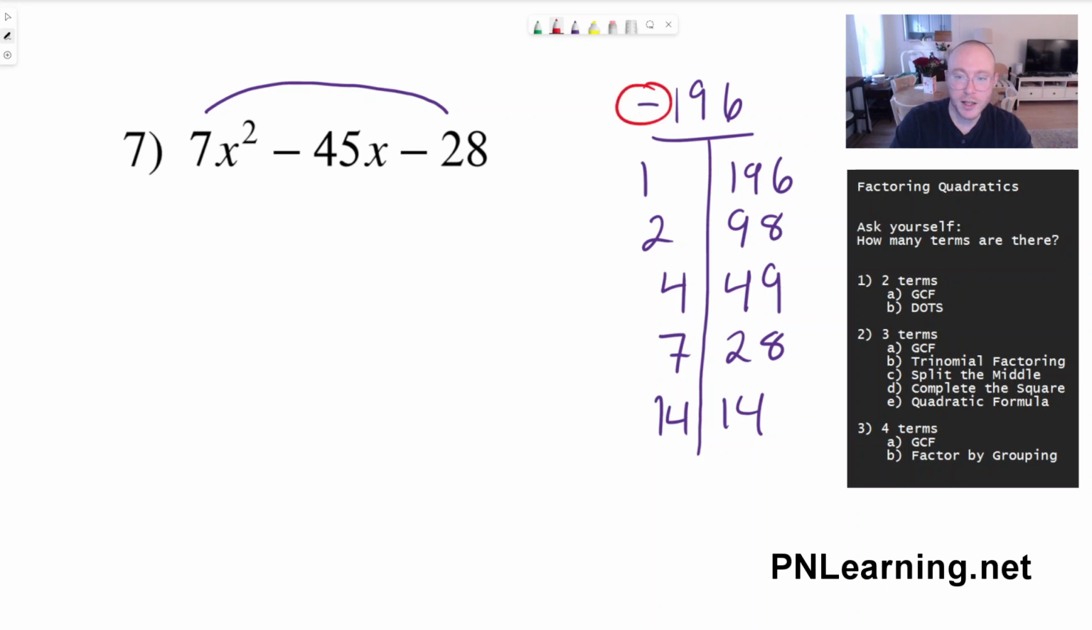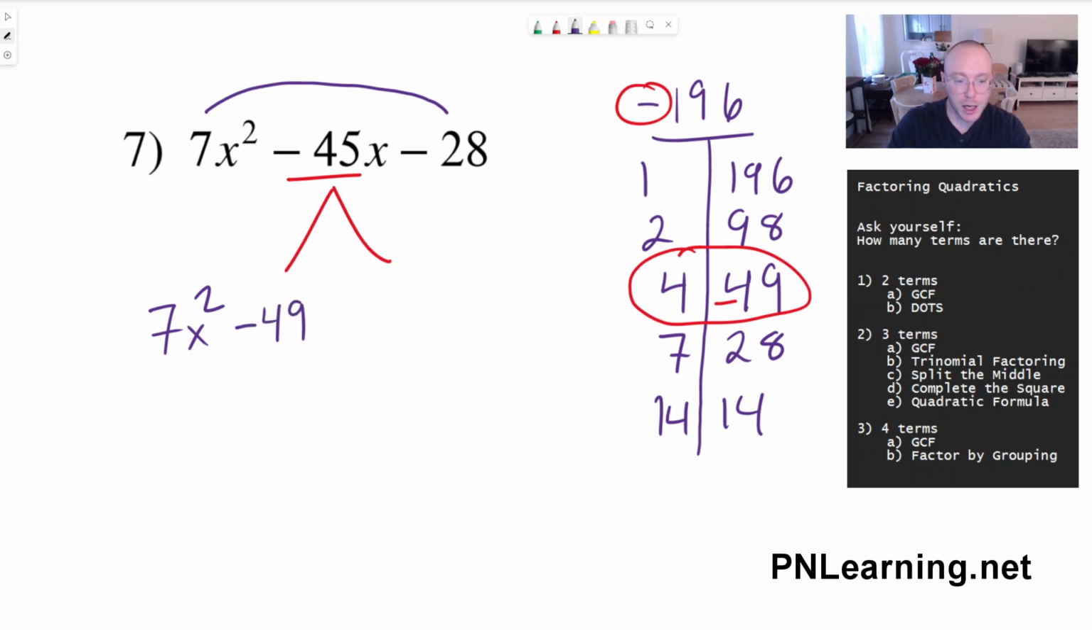So again, we have a negative number we're factoring. So if we look at our factors, are any of these apart by 45? And if we just run down this list, it looks like 4 and 49, those are apart by 45. Since we want a negative 45, let's make the bigger number negative. We're now going to split the middle term using these two factors. So let's bring down the 7x squared. Let's split the negative 45 into minus 49x and plus 4x.